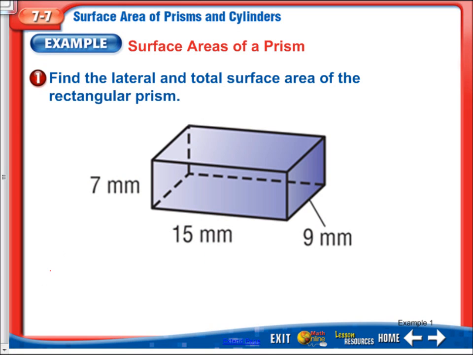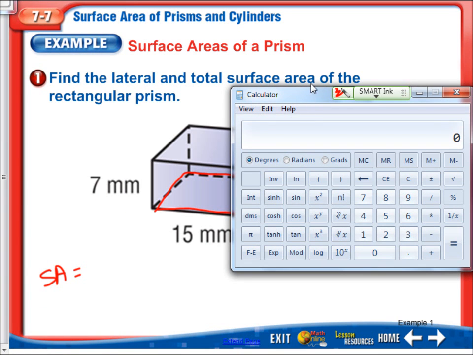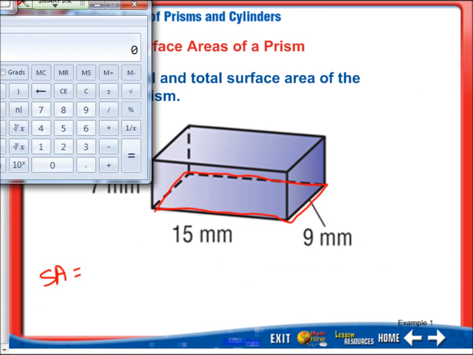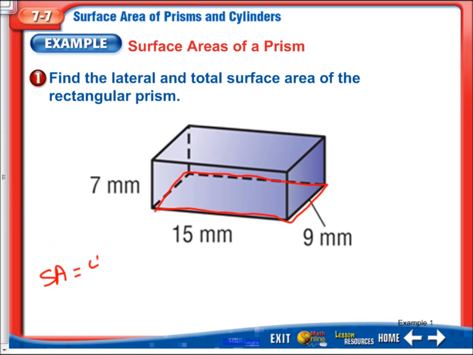In order to find surface area, I usually use SA rather than just S. We need to find the perimeter. So we would have 15 plus 9 plus 15 plus another 9. I can go ahead and jump on my calculator for that. Really what we're going to have is 15 times 2 plus 9 times 2. So the perimeter of our base is actually 48.